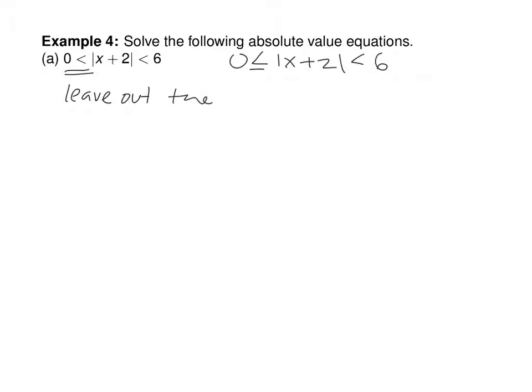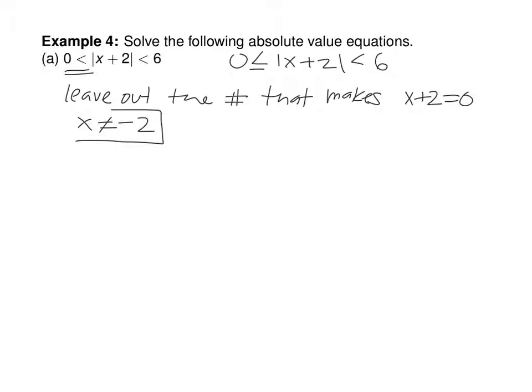the number that makes x plus 2 equal 0. So what number would that be? -2. Yeah, x cannot equal -2. So couldn't we find that by just solving like the middle? Yes, that's exactly how you find it.